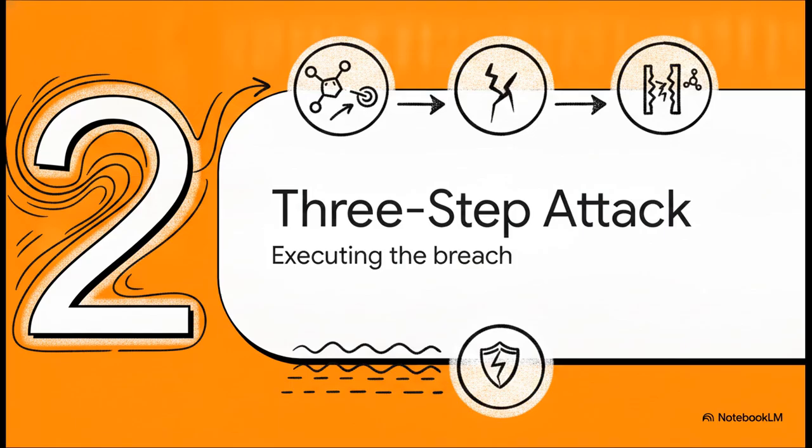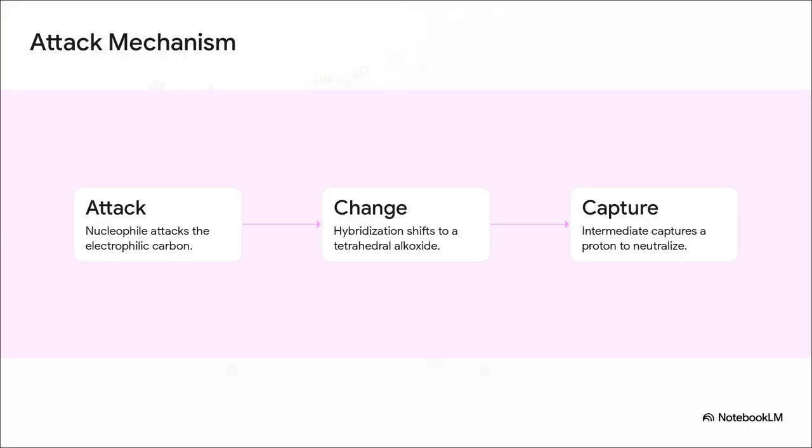Moving right along to Section 2, the three-step attack mechanism. Executing the breach. Okay, let's dive into this. We know our target, we see the opening, so let's execute the infiltration. The whole event plays out in three distinct, highly choreographed phases. Step 1 is the initial nucleophilic attack. Step 2 is a pretty dramatic hybridization change. And Step 3 is the proton capture. Let's break down exactly how this sequence actually happens.